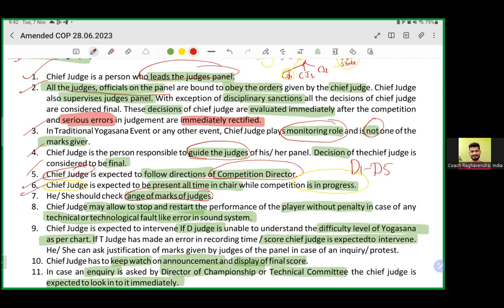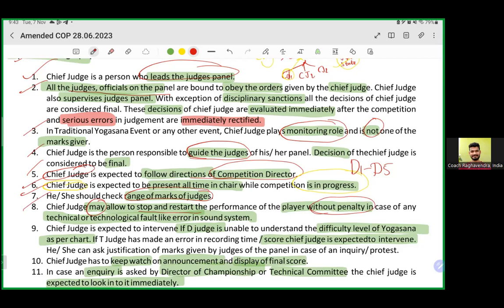The chief judge may allow to stop and restart the performance in case of a technical defect without any penalty. Let's say, for example, there is a technical defect in sound system while adjusting the sound or loose connection, something like so. The chief judge may allow the participant to do demonstration or performance again from the beginning.